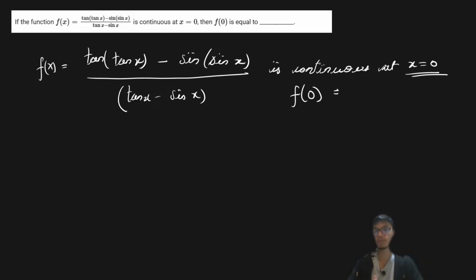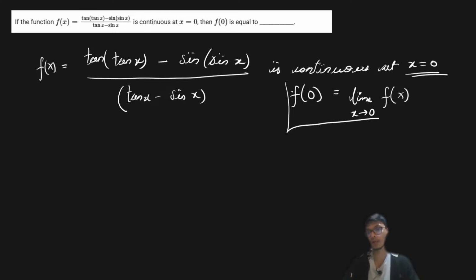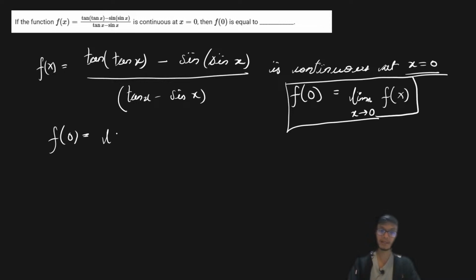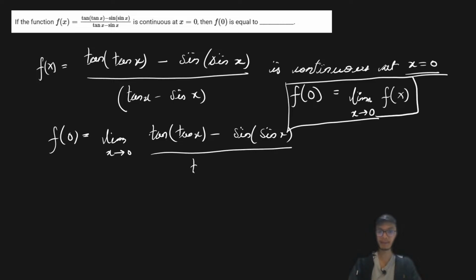We know from continuity that the function value at the particular point we are talking about should be equal to the limit of f of x as x tends towards 0. This should hold true. So we simply need to calculate the limit of this function as x tends towards 0. That is the limit of tan of tan x minus sine of sin x, whole divided by tan x minus sin x.